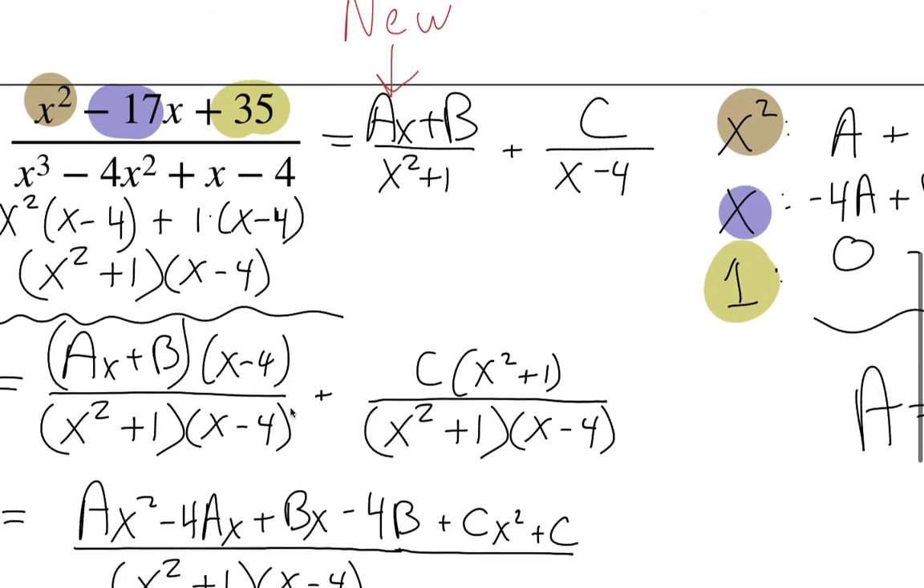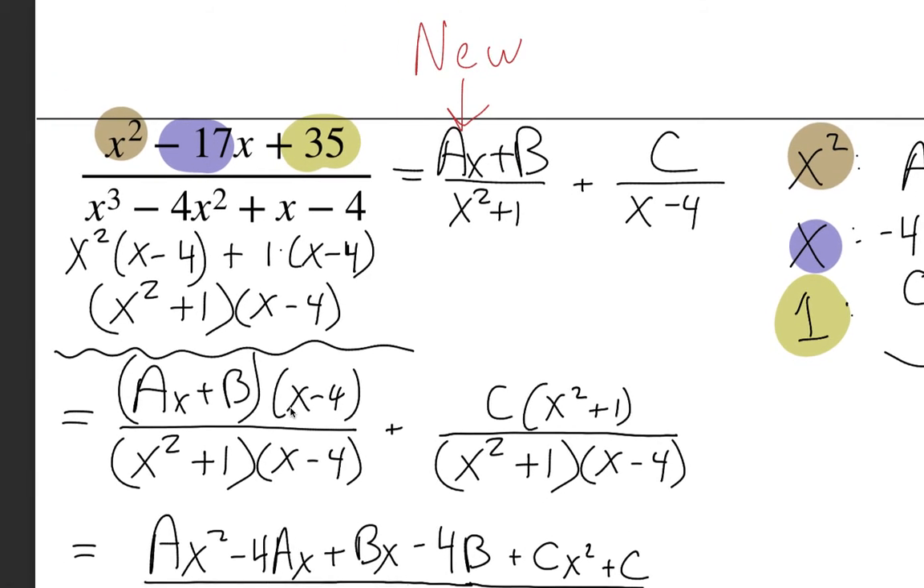Here's another new twist. So, let's say that you wanted to decompose this nasty beast. First thing to do is definitely factor. Factoring the denominator, you can do using factor by grouping. You get x squared plus 1 and then x minus 4.